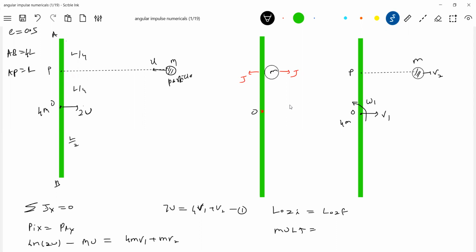It will be like this. So mu L by 4 anti-clockwise. Final angular momentum of the rod is I naught omega 1 anti-clockwise. Due to translational motion of the rod, because V1 will intersect the axis of rotation, the angular momentum due to translational motion will be 0. Angular momentum due to translational motion of the particle: what is the distance here? This will be L by 4. Sir, it will be L, sir. This is L, no? 4L we took. Yeah, fine.